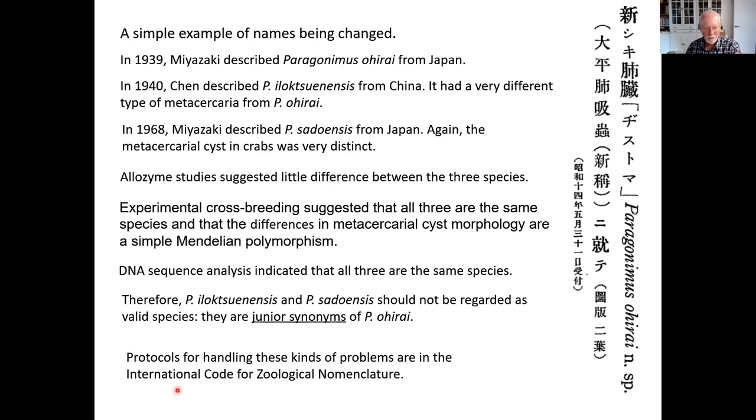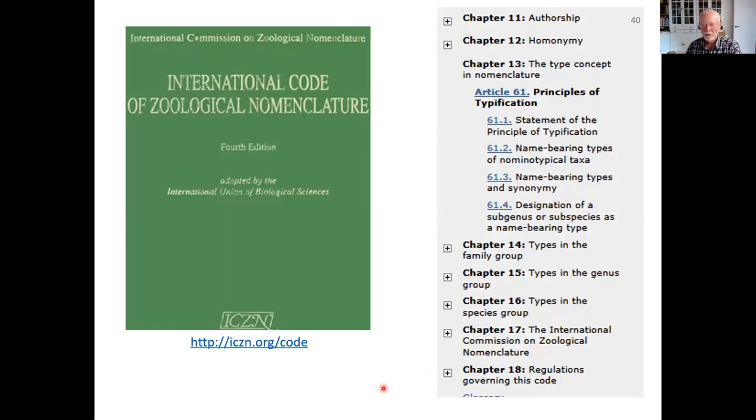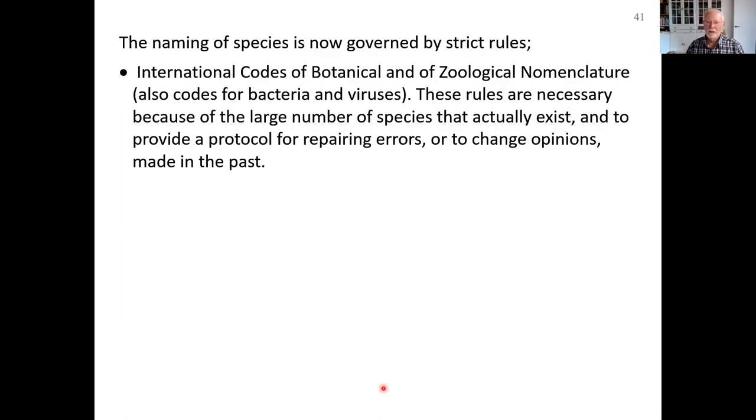Protocols for handling these kinds of problems are in the International Code of Zoological Nomenclature, which is now available free online. So you can look it up anytime you like, and it gives a set of rules that we should use when we are naming new species or changing the names of old species. This set of rules is very necessary, largely because of the huge number of species that actually exist, and to provide a protocol for repairing errors or to change opinions that have been made in the past. Scientific knowledge always increases through time. Through time, we always find that some of our opinions from the past are incorrect and we need to modify them. In terms of taxonomy, we need a set of guidelines or rules to help us to do that in a consistent way.